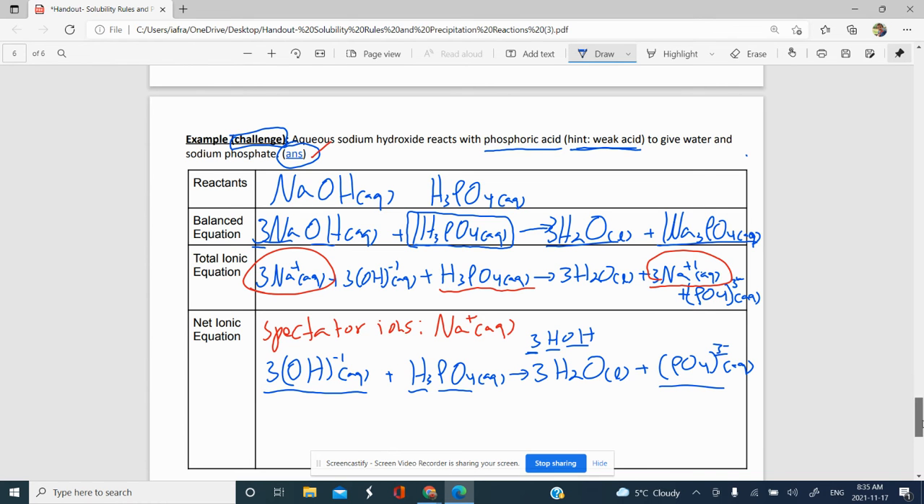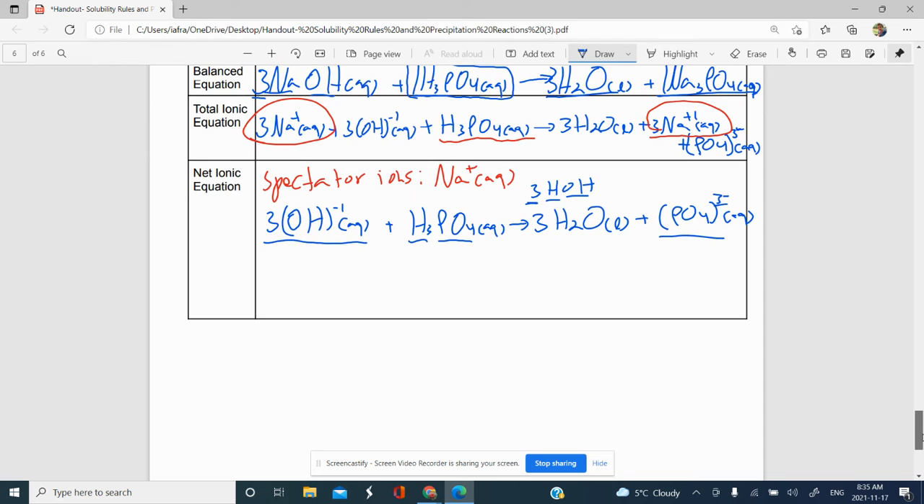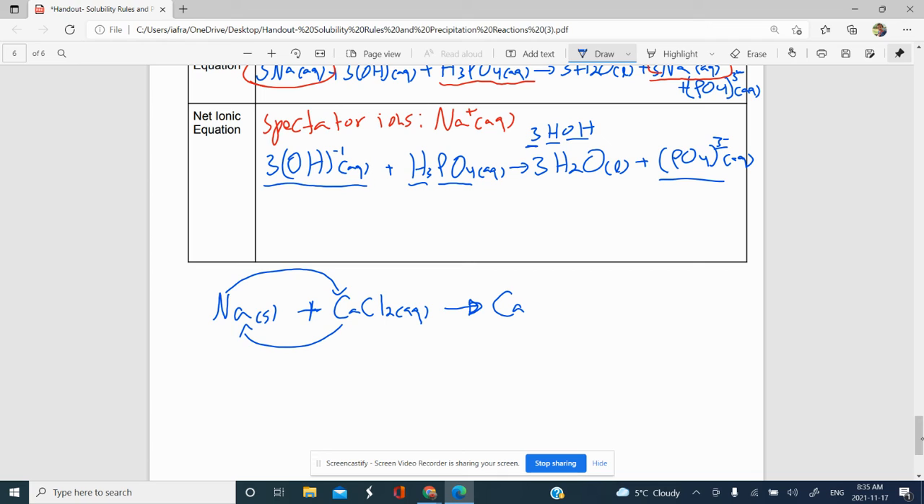Just a reminder, net ionic equations can be written for a variety of chemical reactions. It doesn't just have to be for double displacement. You can do it for single displacement as well. So a quick little example, suppose we had Na solid reacting with aqueous calcium chloride. You would look at your single displacement table and you'd notice that sodium can kick calcium out. And so calcium will be a solid.